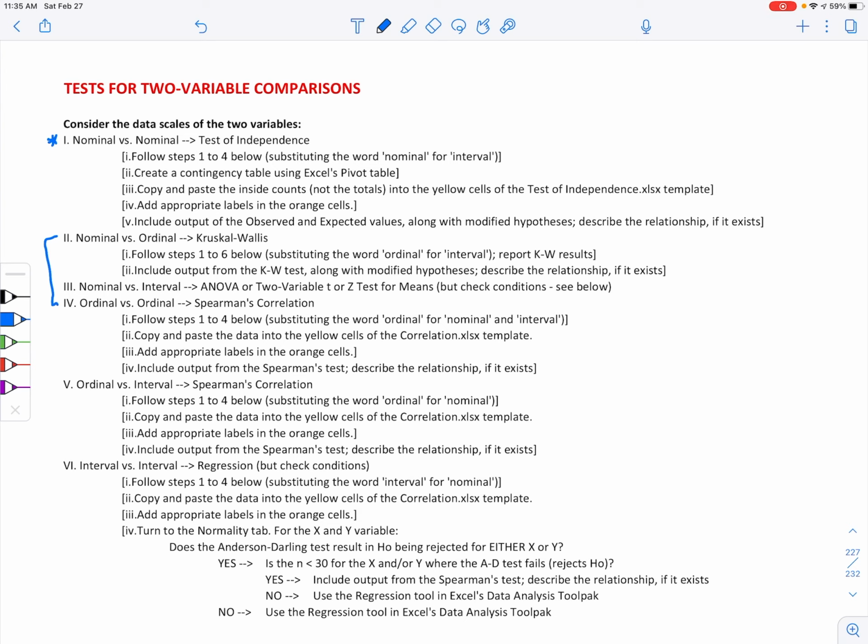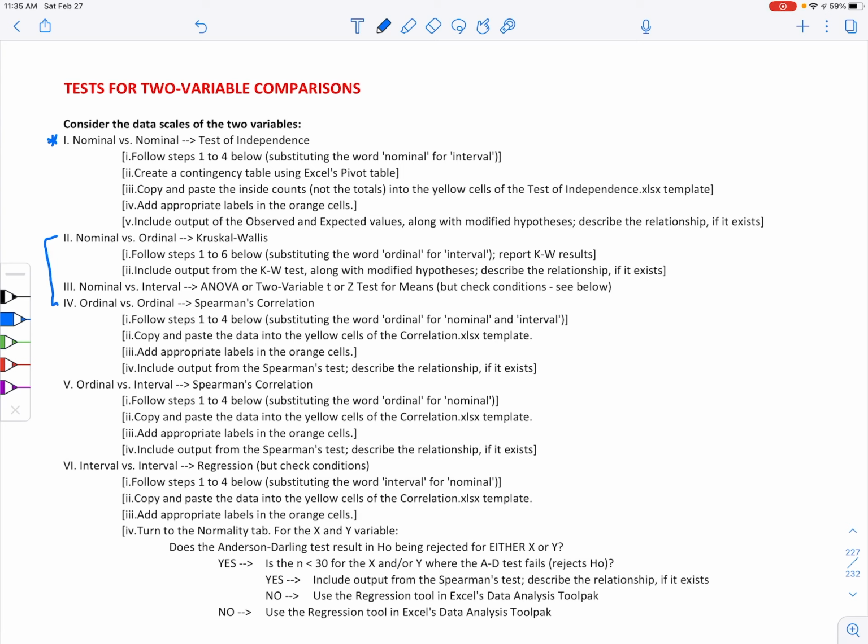So the Kruskal-Wallis test is used for questions like, what quadrant of the city do you come from? So that would be nominal in nature. And then how would you rate the quality of the roads, let's say, on a 5-point scale? And so that would be a rating system. So that's ordinal, nominal versus ordinal. You automatically go to a Kruskal-Wallis for that kind of question.